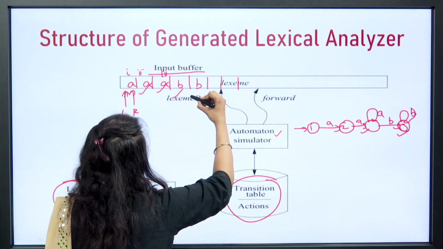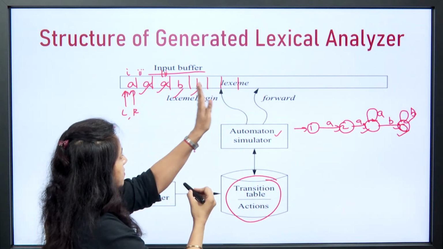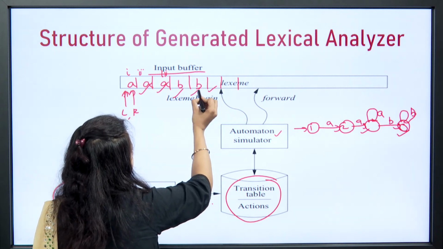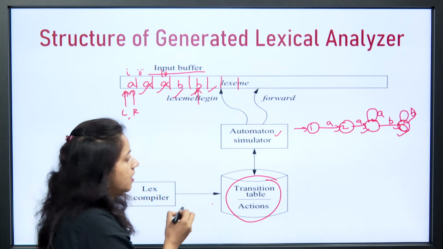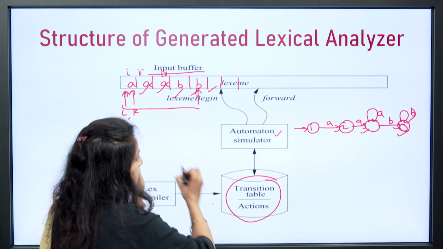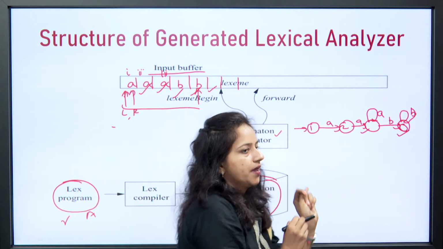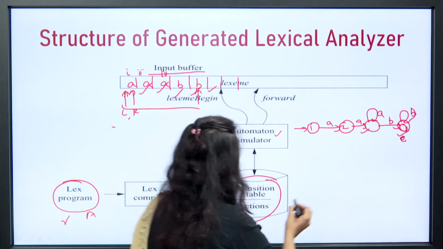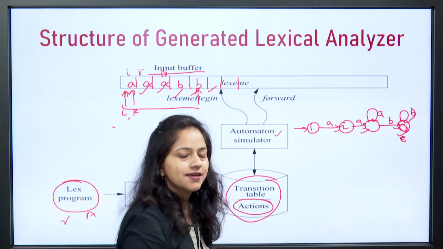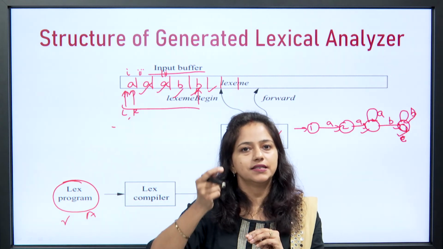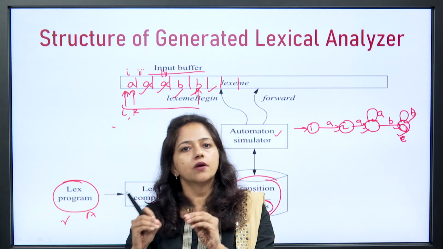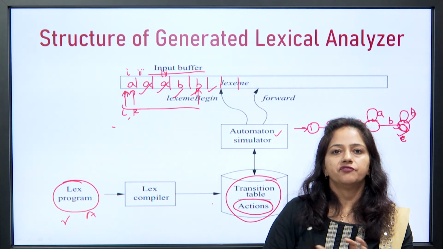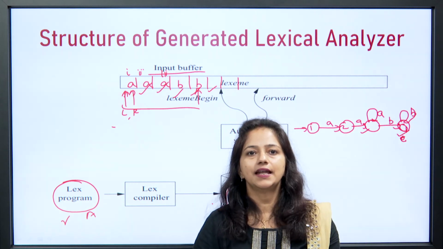We read forward, moving the forward pointer to the right, and finally it reaches here, and then we retract to the left, go back to here, and find the lexeme based upon this automata. And here we must be doing some action. If we reach a final state, then some action will take place. Action means its entry will be made in the symbol table and the appropriate token will be produced. So, this is the summary of the working of the lexical analyzer.